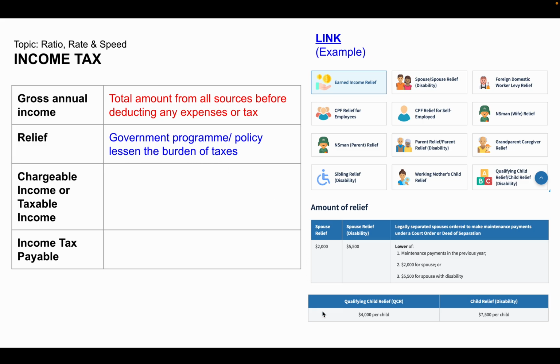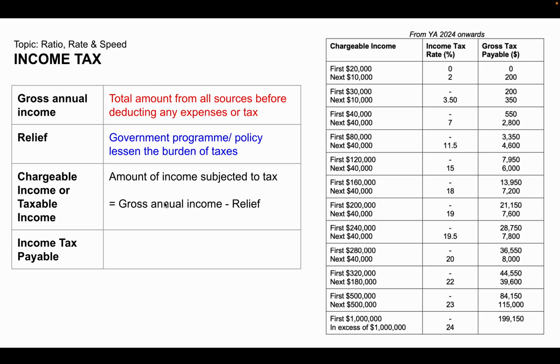So for example, say if a person has a child, so he is entitled to $4,000 of child relief. And if the person actually has 5 children, then it means that it will be subjected to 5 times $4,000 of relief. Then, chargeable income. It refers to the gross annual income minus the relief. And income tax payable will eventually be whatever we use from this table to calculate. That is the amount of tax to pay.